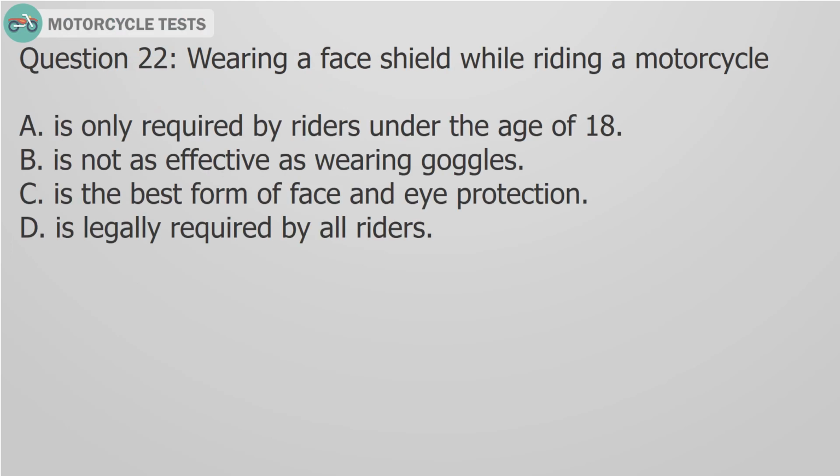Question 22. Wearing a face shield while riding a motorcycle A. Is only required by riders under the age of 18. B. Is not as effective as wearing goggles. C. Is the best form of face and eye protection. D. Is legally required by all riders.